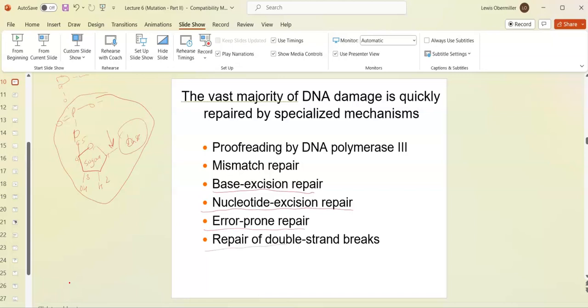There are other repair mechanisms, error-prone repair. We'll talk about this. This is kind of like an SOS repair. And then how we repair double-stranded breaks. Like we talked about, ionizing radiation can cut your chromosome. So how does that get repaired?